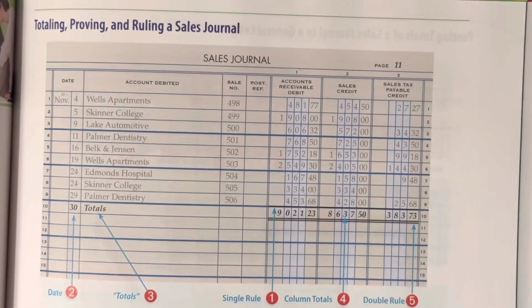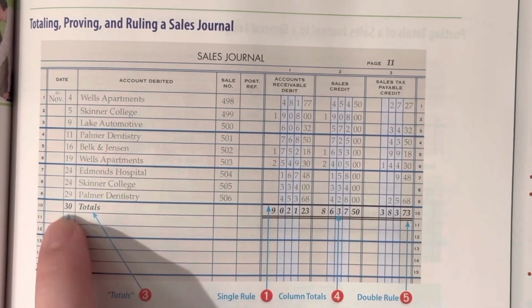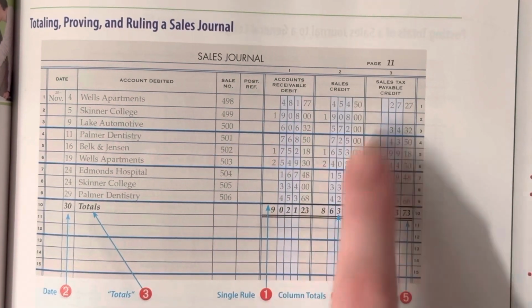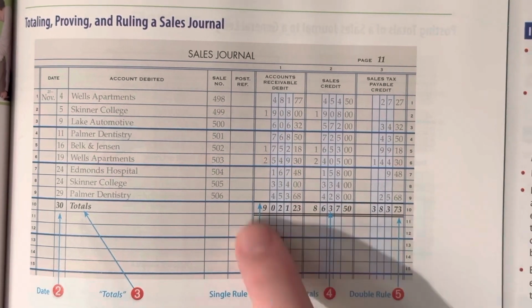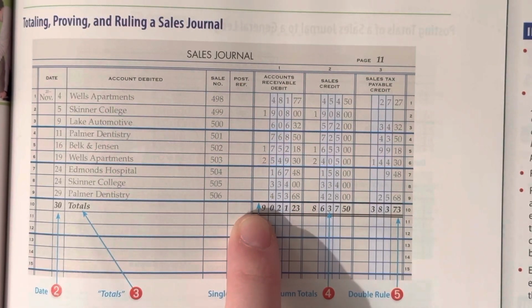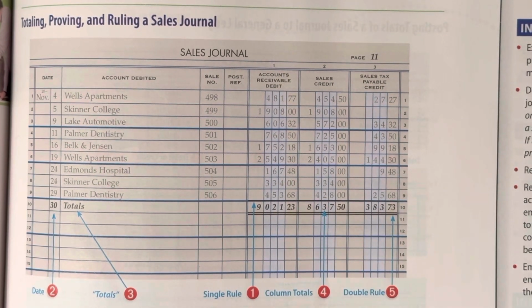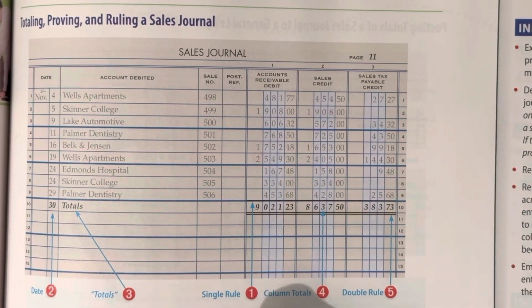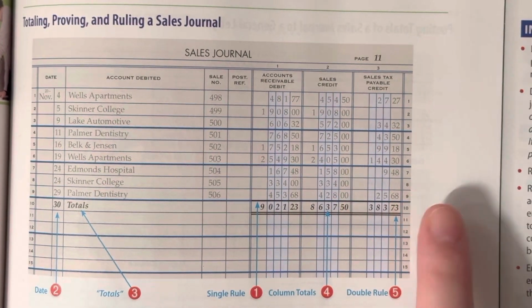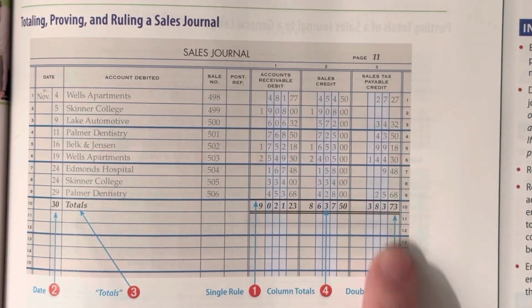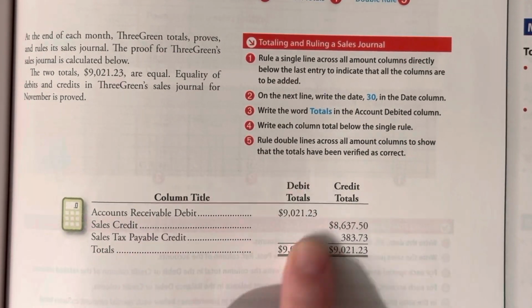Then we have total, proving, and ruling the sales journal. And so we added our total row down here. We put the date, total, and just add everything up above it. Our goal here for totaling, proving, we want to make sure that the debits equal the credits. And then we rule. If it's true, we double line it. So first thing we did was single line it, single rule, date it, total, add up the columns, and then we double rule it because down here we found that the debits equal the credits.